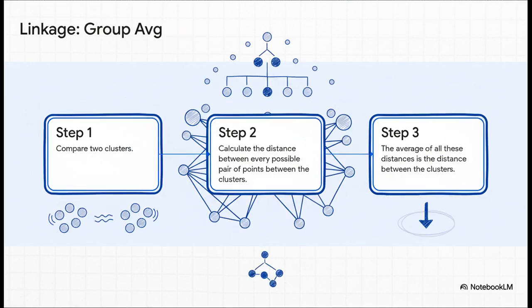Then there's average linkage, which is the democratic choice. It literally calculates the distance between every single possible pair of points across the two clusters, and then just takes the average. It's less sensitive to outliers than the other two, which makes it a really great, balanced, middle-of-the-road approach.